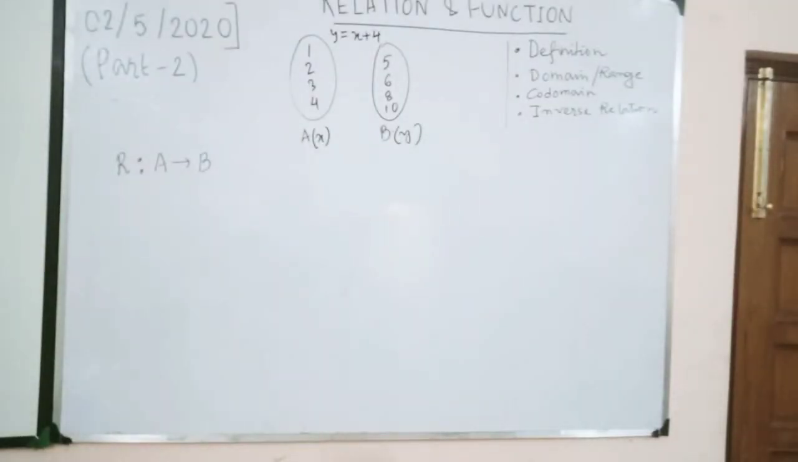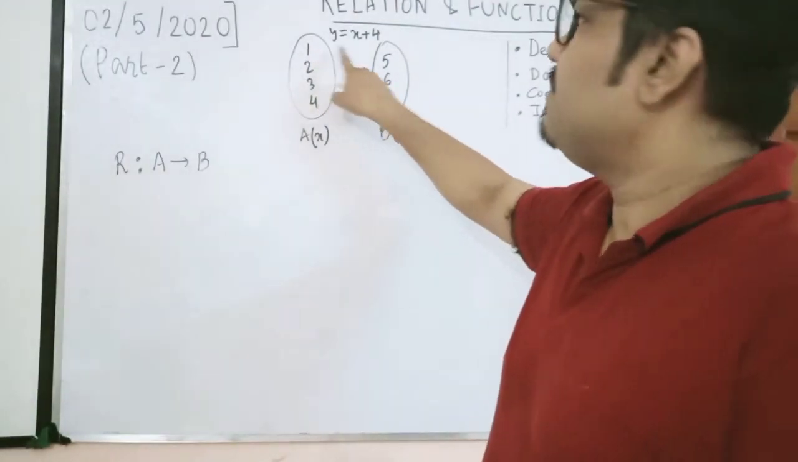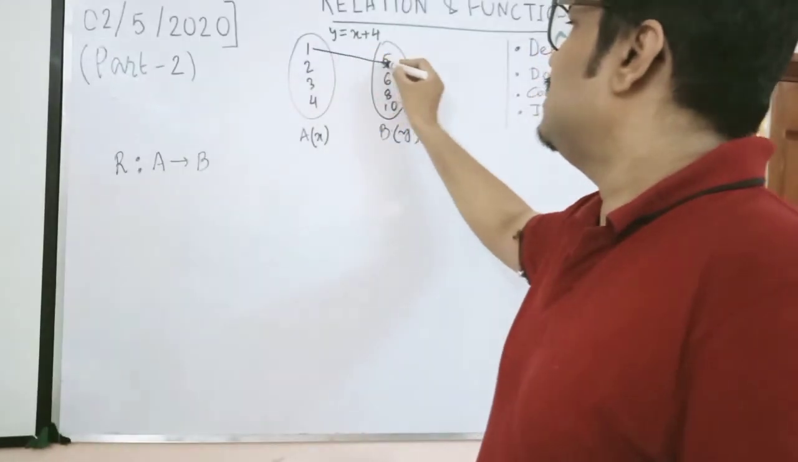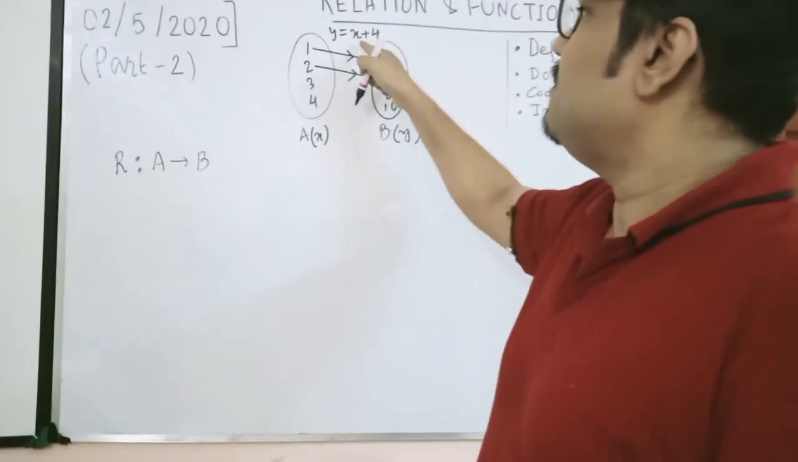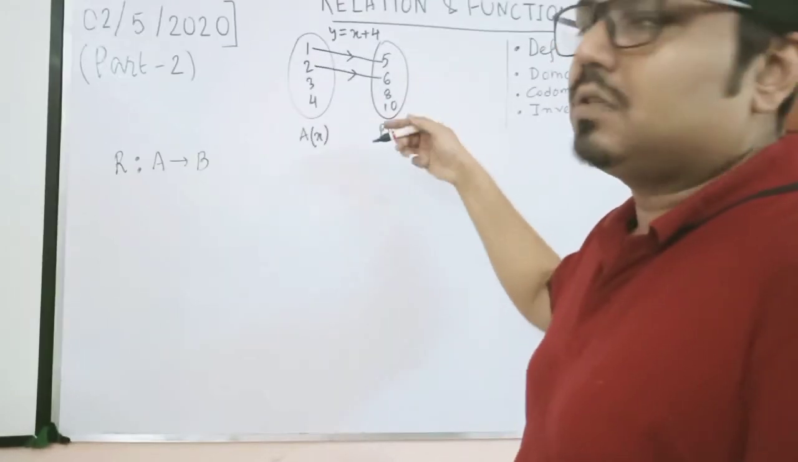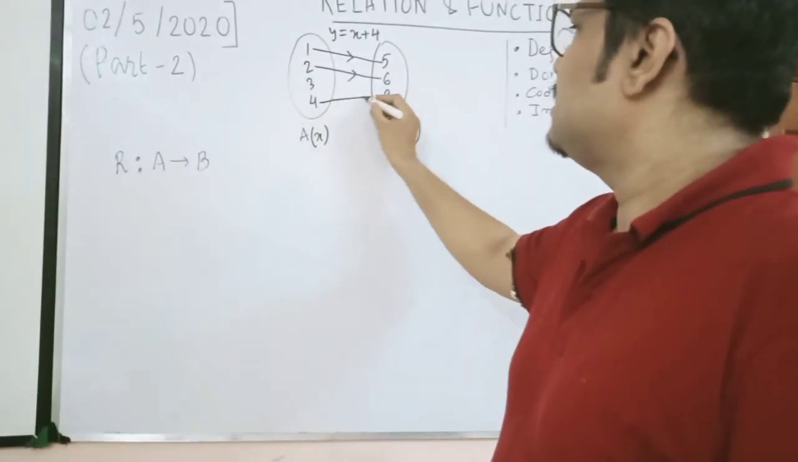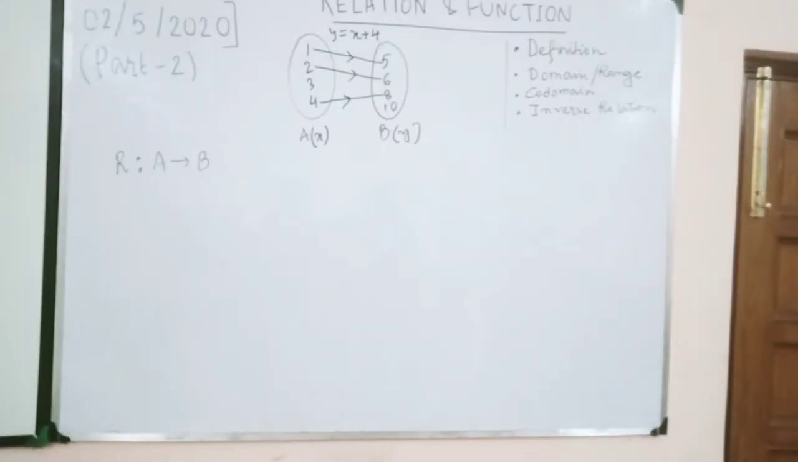That means if you do this kind of operation, if you add 4 with x, you are going to get y. So how will the connection be? These are the x elements. If you add 4 with 1, you get 5, so this is connected. Then 2 to 6 is connected, because if you put 2 over here, you get 6. Then 3 plus 4 becomes 7. 7 is not there, so we cannot connect. Then 4 to 8. So here we stop. Then this 10 is left in set B, that is not connected. So this is a relation.